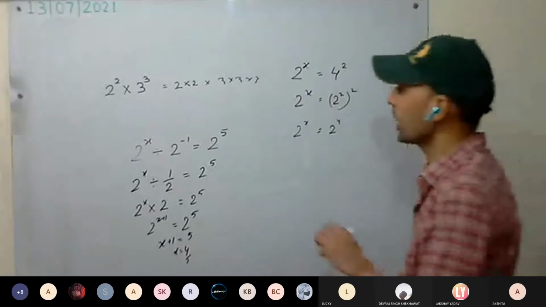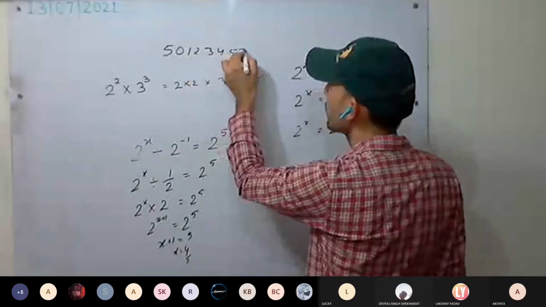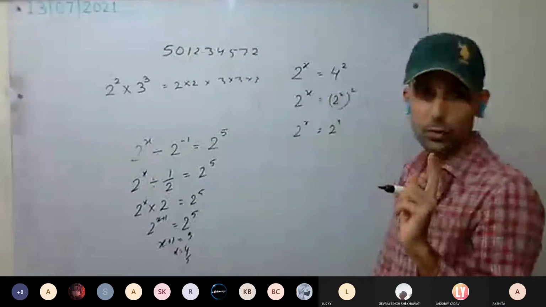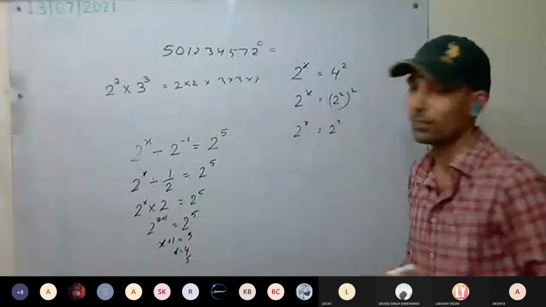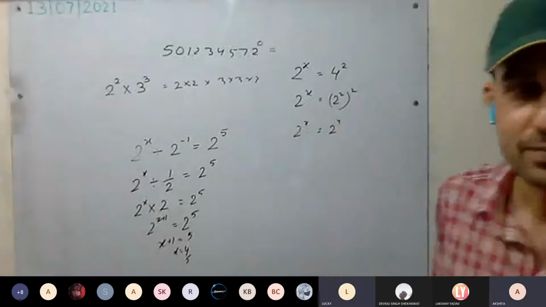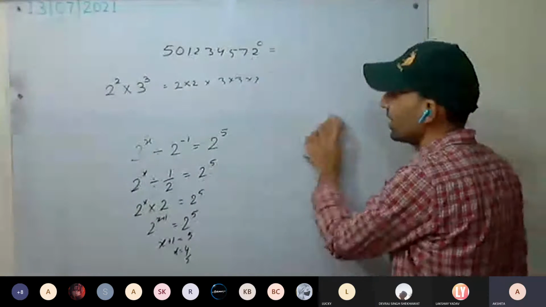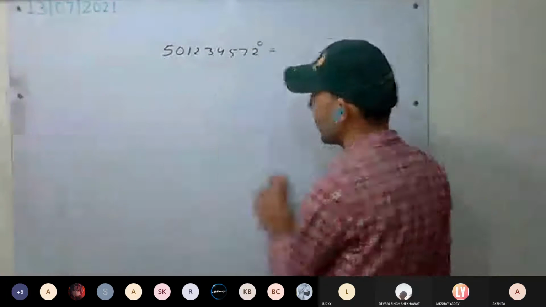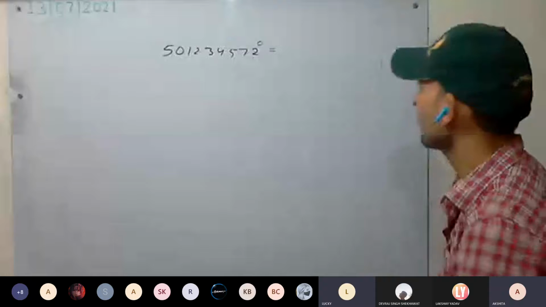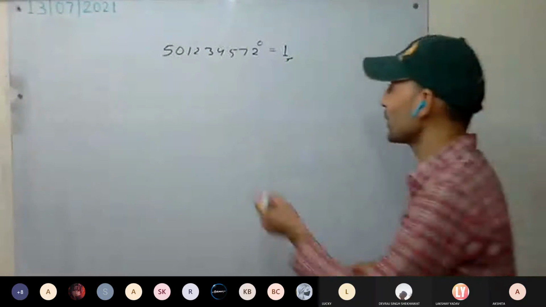Okay, give me the answer of this one. You have to solve this one in 10 minutes. Raised to power 0. Sir, 1. Anything raised to power 0 is 1. Anything raised to power 0 is 1. Okay. What about this?